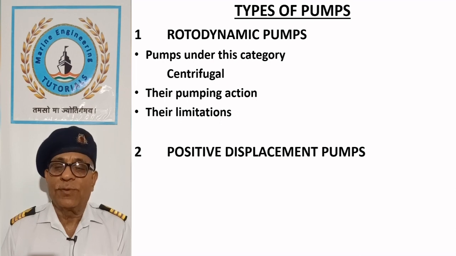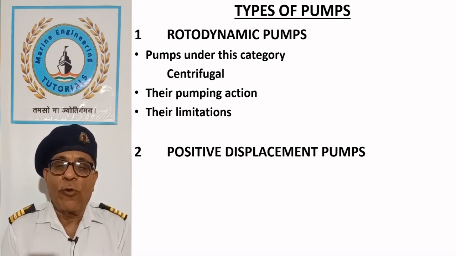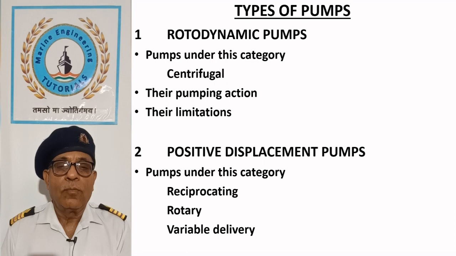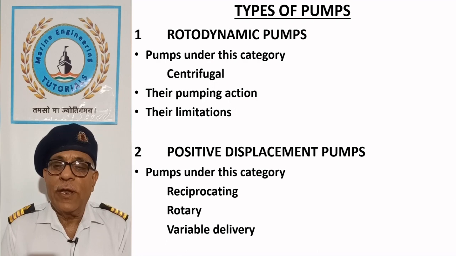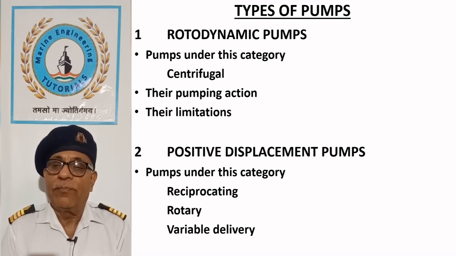Positive displacement pumps. These pumps can handle both high viscosity liquids and vapors. They are used for low to moderate flow rates but can provide very high head. Pumps under this category can be further subdivided into three classes, namely reciprocating, rotary, and a combination of reciprocating and rotary type.